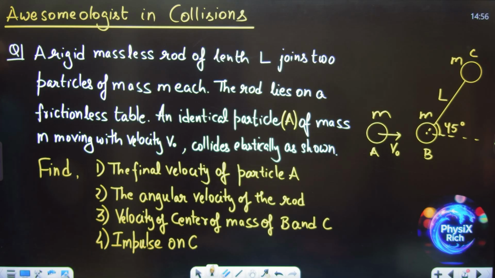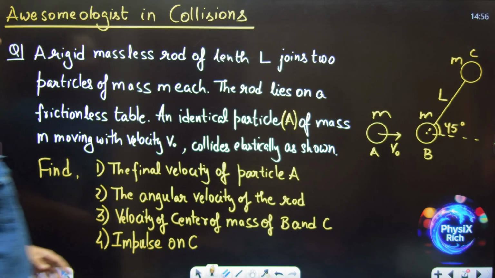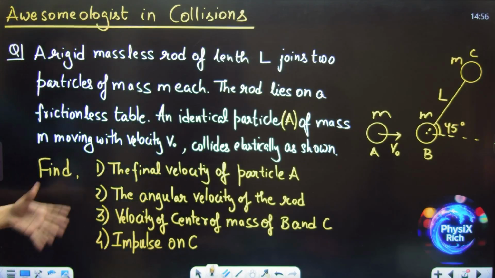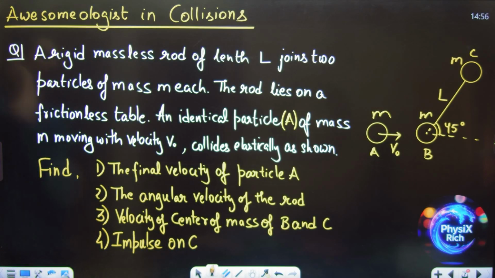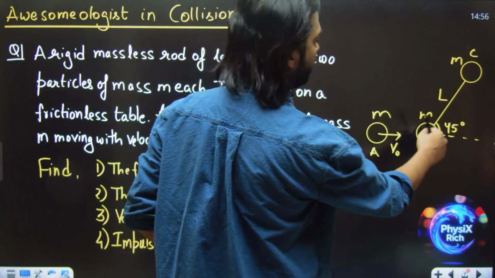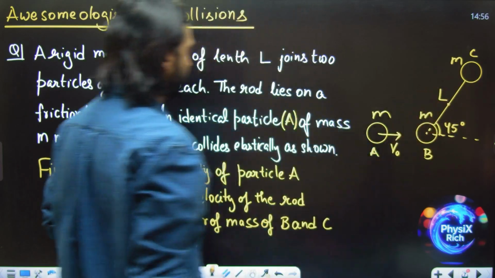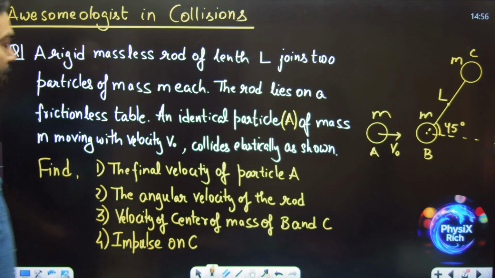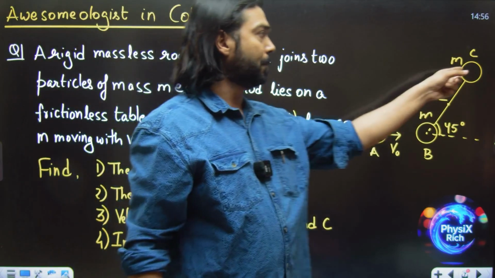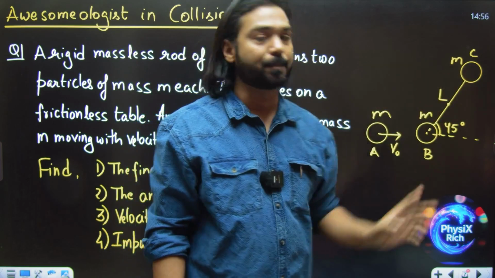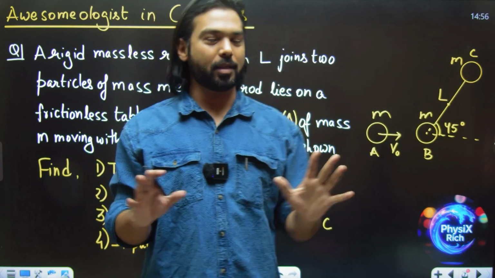Now there are a bunch of questions that are asked over here. You have to find the final velocity of particle A, as in after collision, what will be the velocity of particle A. You also have to find the angular velocity of the rod, and the velocity of the center of mass of B and C. The center of mass of B and C will lie at the center, so we have to find the velocity of this particular point. And we also have to find the impulse on the ball C. And obviously the impulse on ball C will be because of this rod itself. Okay, so this is the question.